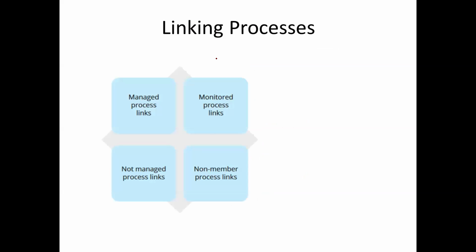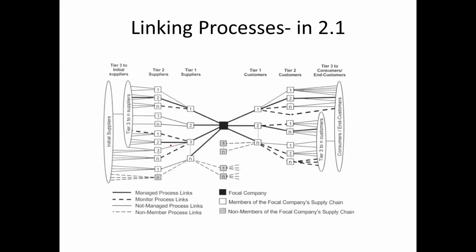Strategies for different tiers. Well, the study guide mentions processes can be monitored, managed, etc. And that's taken from a diagram from the license book here, which is a tiered supply chain. This is managed because you're managing your tier 1 directly. Monitored are the dotted lines. Not managed are these back here. And non-members are the others.